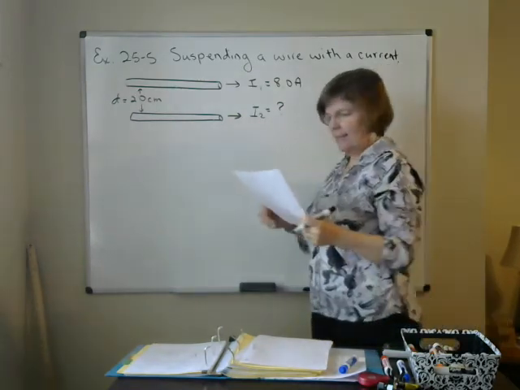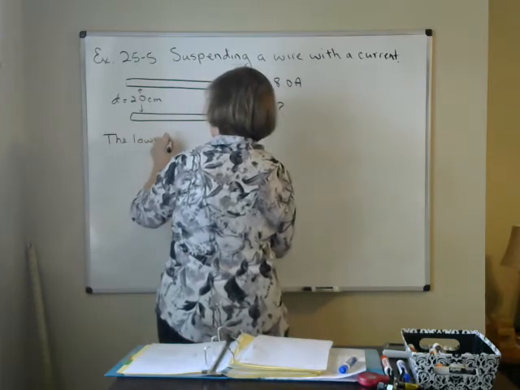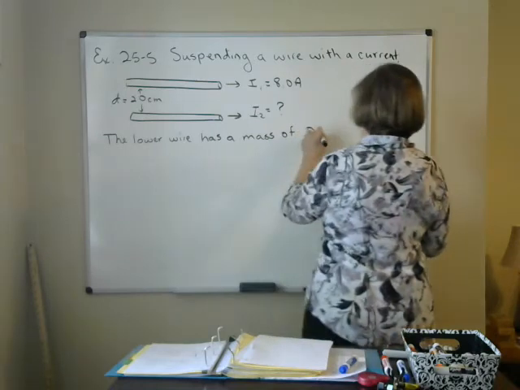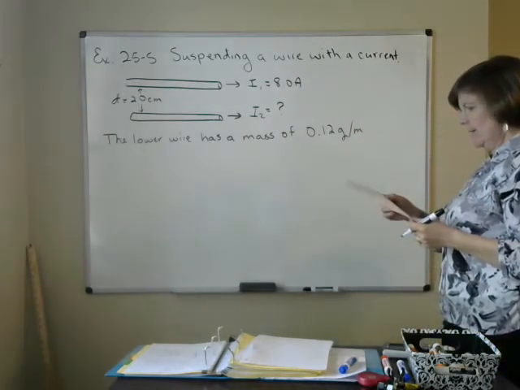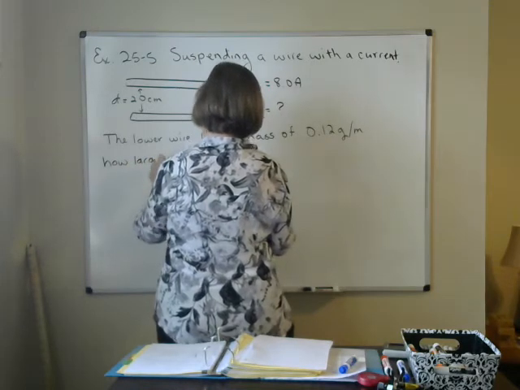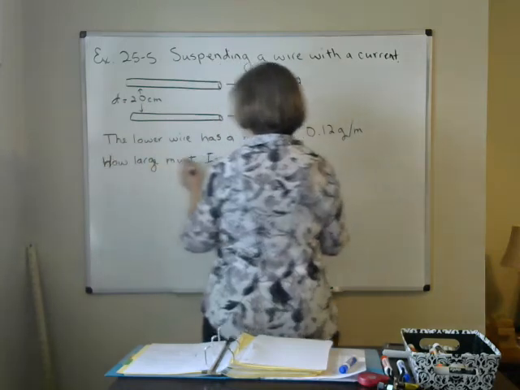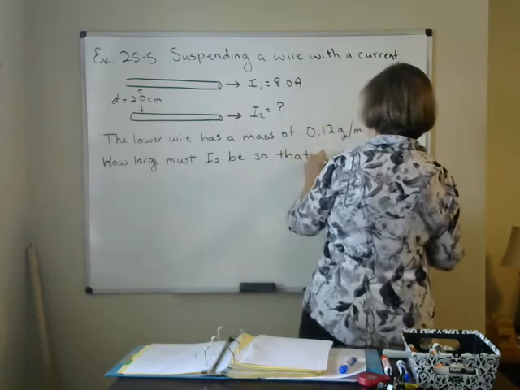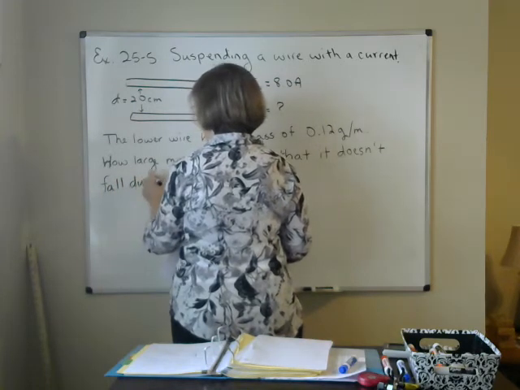The question asks, if the lower wire has a mass of 0.12 grams per meter, it's a pretty thin wire if it's less than a gram per meter, how large must I2 be so that it doesn't fall due to gravity?